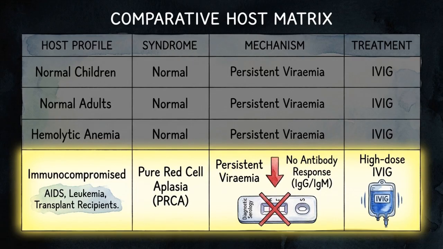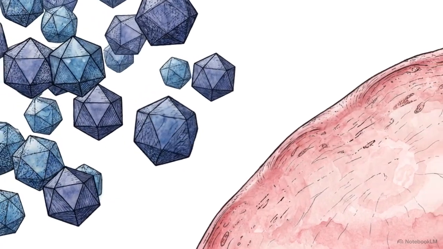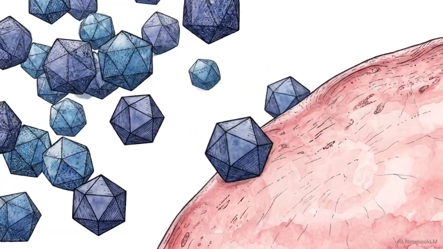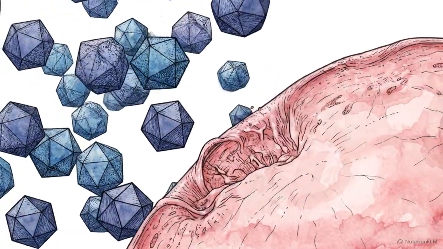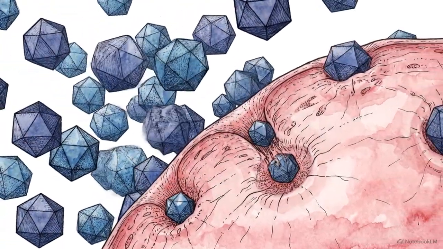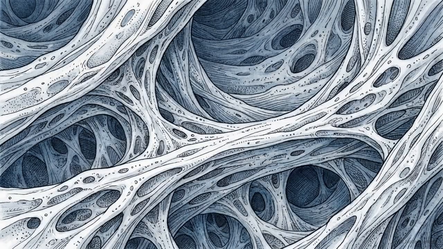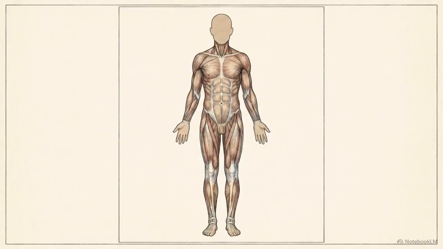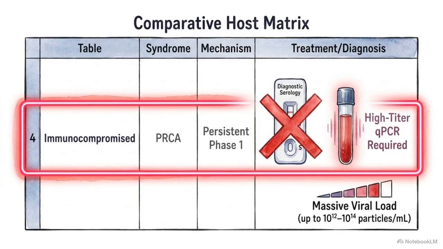who lack the capacity to mount an effective antibody response. Here, the biphasic rule breaks down. Because these patients lack the cellular machinery to mount a phase 2 response, they cannot clear the virus. The phase 1 viremia persists indefinitely. This persistent cellular destruction results in pure red cell aplasia, and because the patient cannot mount an immune response, there are no immune complexes forming in the skin or joints. They present with profound anemia, but no rash and no arthralgia.